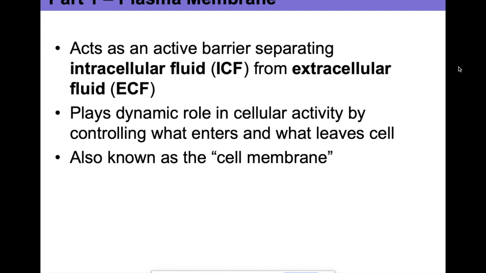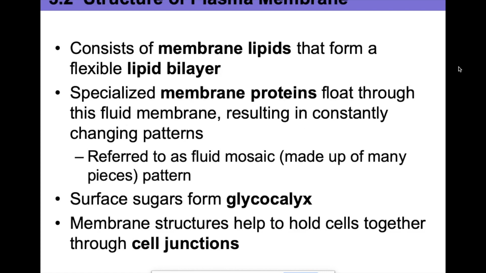It is a fluid mosaic model of our cellular membrane, because things are always moving. It is not just this stagnant, still thing that surrounds the outside of our cells. It is constantly in motion. It's constantly bending and flexing and doing all of the jobs that it needs to in order to keep our cells in homeostasis. So let's talk about the structure of this membrane.